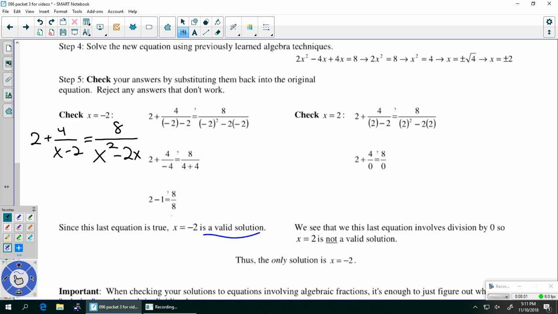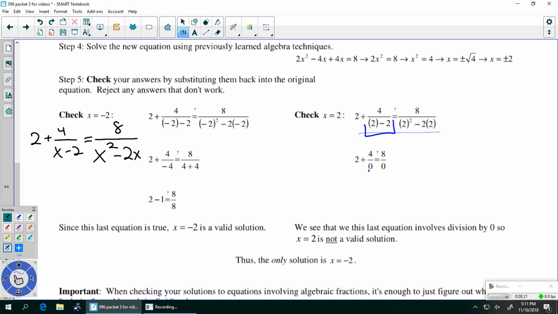Let's take a look at what happens when we plug x equals 2 in, so that's here. And again, it's all 3 of these x's becoming the number 2. So 2 minus 2, 2 squared minus 2 times 2. That's exactly what I've written here. And now we've got a problem. 2 minus 2 is 0, and 4 divided by 0 is undefined.